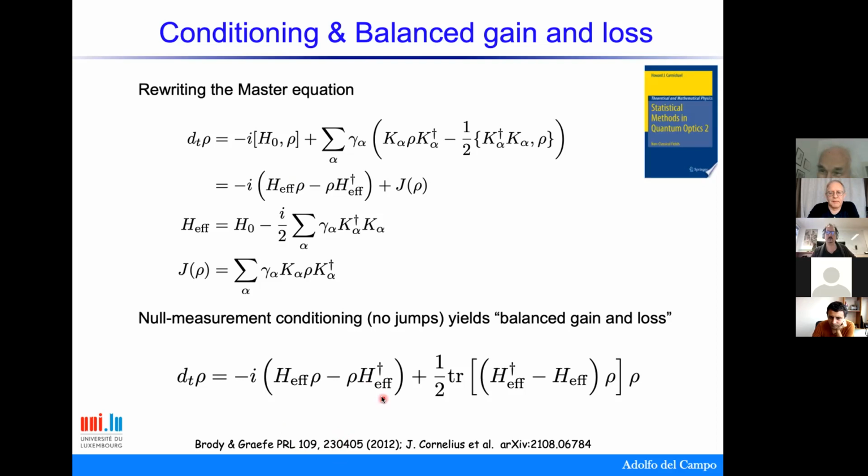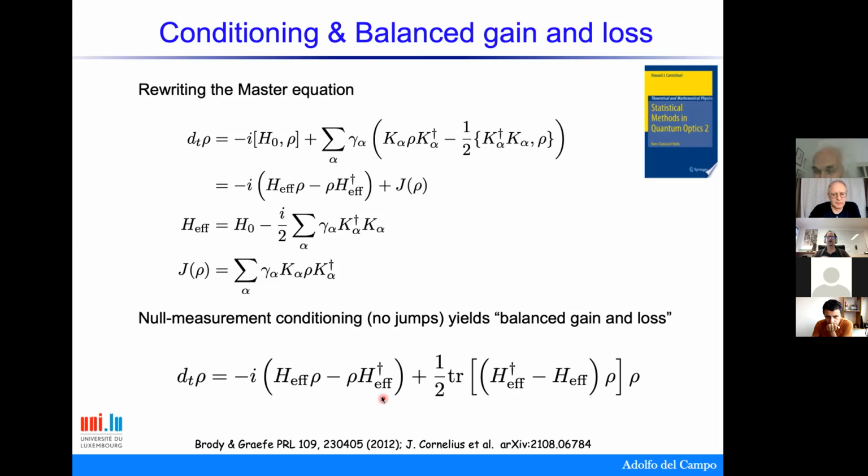Yeah, I hear there's a question from Miroslav. Because you are making a connection between balance, gain and loss, and the no jumps condition, which leads to nonlinearity. I'm puzzled by this emergence of nonlinearity. When you have this original equation, the master equation, linear in the density matrix, then suddenly the no jumps condition, which is sort of mysterious, goes not only to balance between gain and loss, but also to nonlinearity, quadratic dependence of the right-hand side of the evolution equation. So there's something which is puzzling.